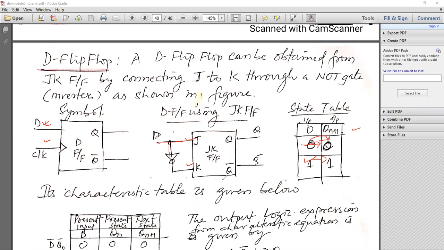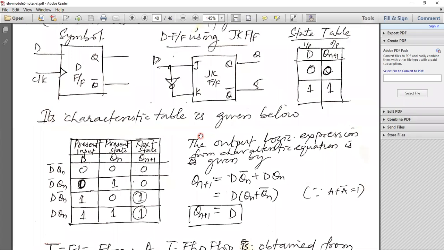So this is regarding the state table. The state table is the expression of input versus output. But the characteristic table is different from the state table. What does the characteristic table contain?